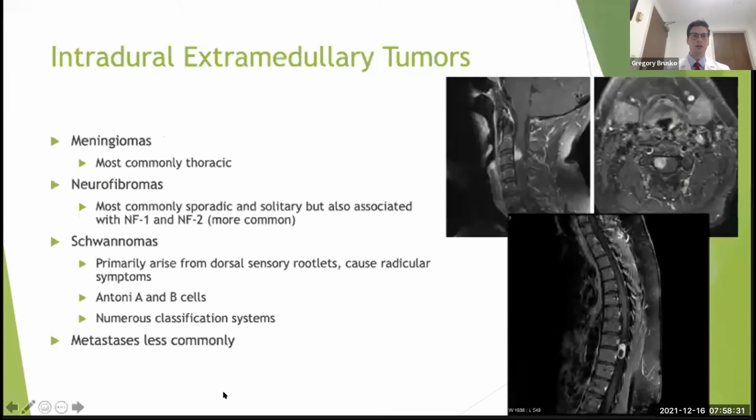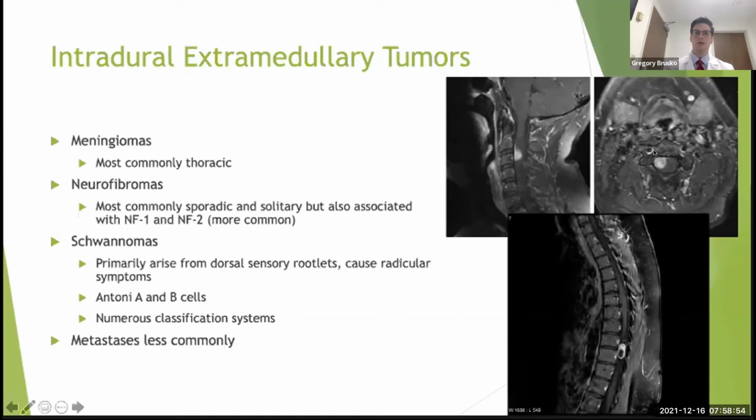Moving intradurally now, we have the intradural extramedullary tumors. These tend to be slow growing. The symptoms progress over time. Meningiomas, most commonly, are primarily intradural, but they can extend extradurally, especially as they grow to be a bit larger. Seen here as an example, classic appearance, homogeneously contrast enhancing, small little dural tail seen there.